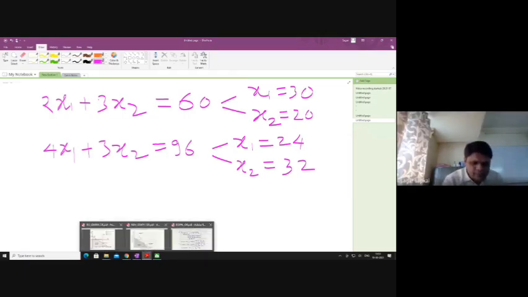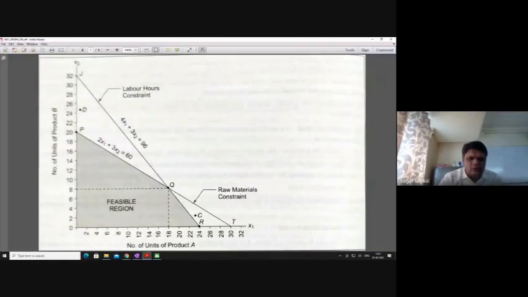So now we are going for the solution. Now this is the line 2x1 plus 3x2 is equal to 60, with intercepts 20 and 30. On this horizontal axis x1 is taken, and on the vertical axis x2 is taken. So it is divided like this.